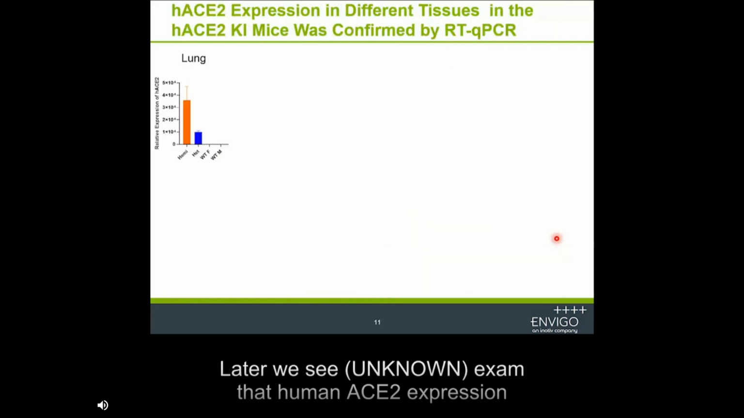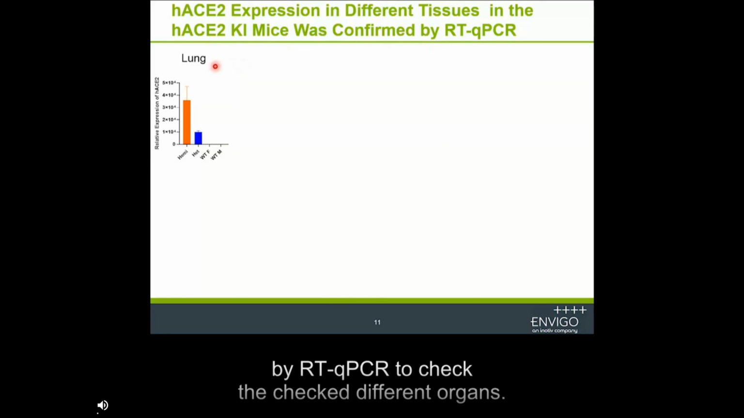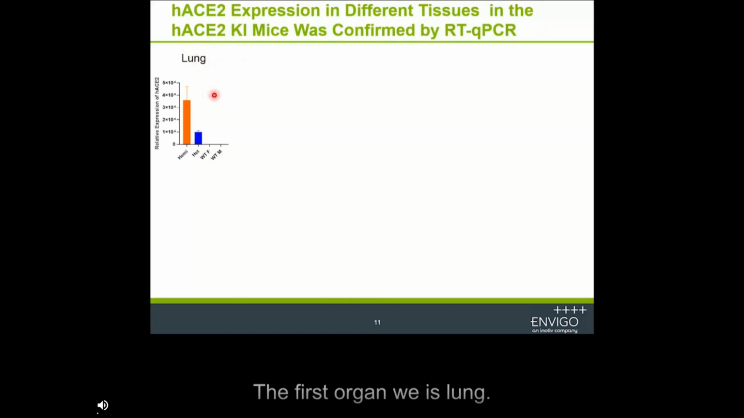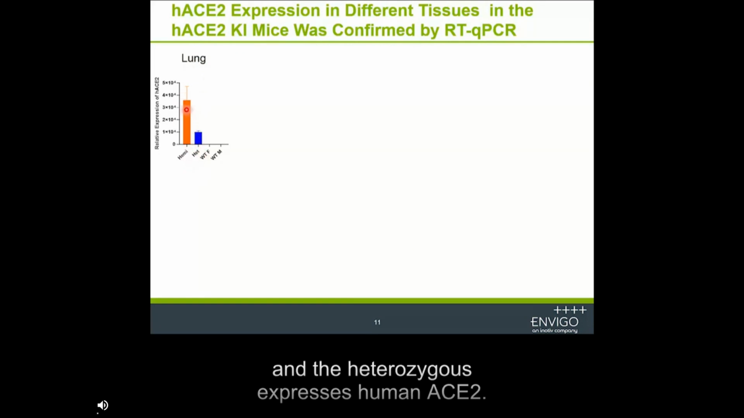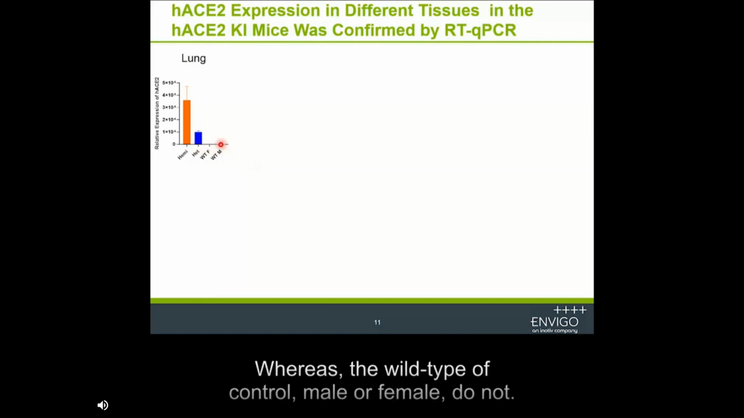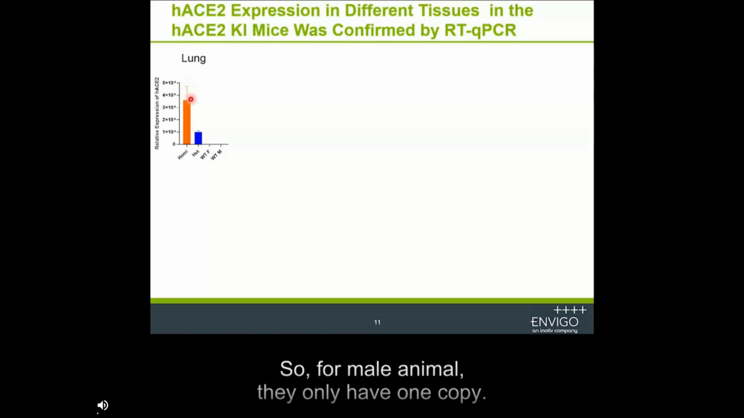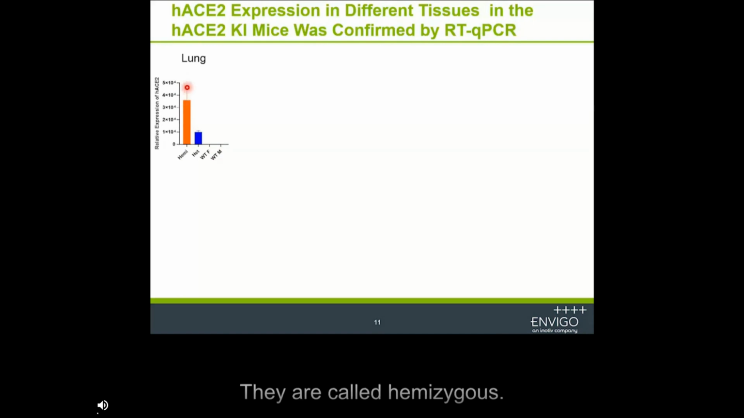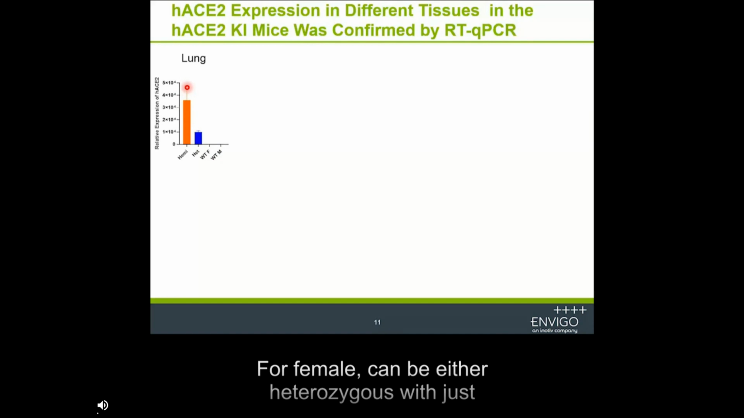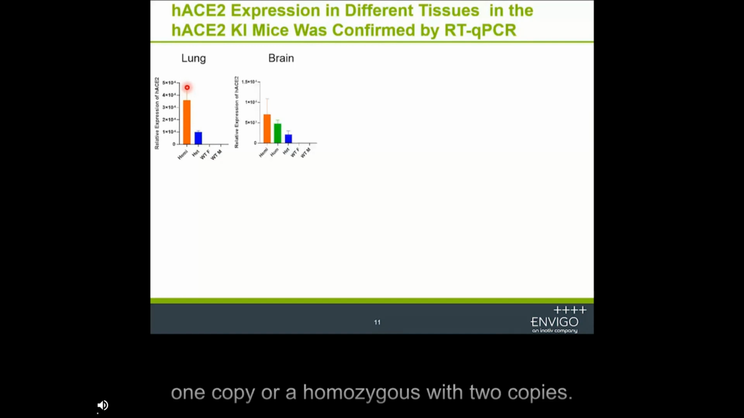Later we systematically examine the human ACE2 expression by RT-qPCR to check the different organs. The first organ we check is lung. As you clearly see, the hemizygous animal and heterozygous express human ACE2, whereas a wild type control, male or female, do not. By the way, the ACE2 gene is an X-linked gene. So for male animal, they only have 1 copy. It's called a hemizygous. For female, can be either heterozygous with just 1 copy or homozygous with both copies.